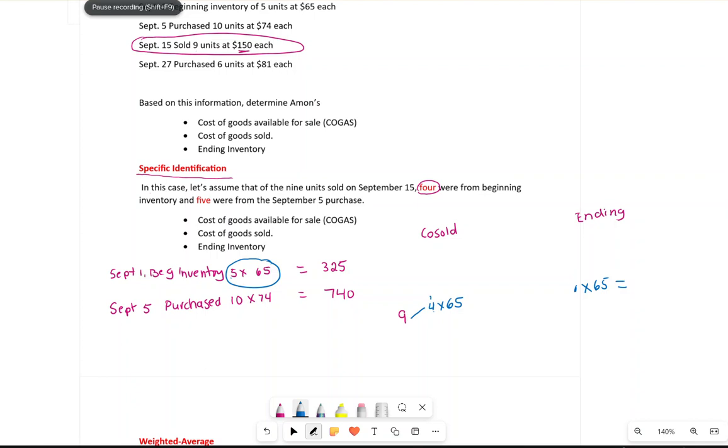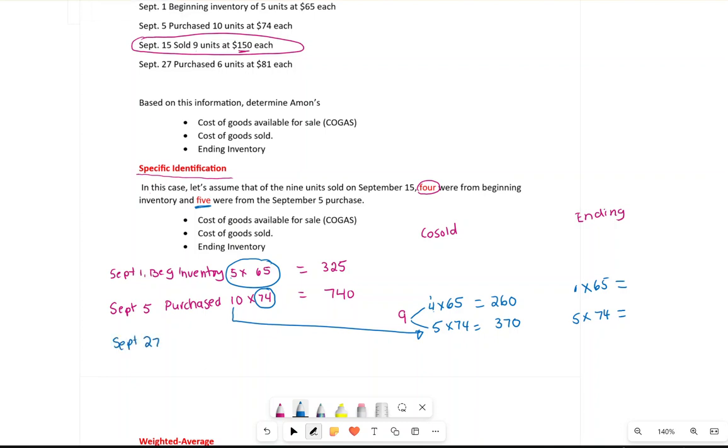Then going further, they told me 5 units were sold out of my September 5th purchase. So I will sell it at 74, and if I had 10 units and sold 5, I have 5 left at 74. So my cost of goods sold is 260 here, 370. And then what we did is we purchased more. On September 27th, we purchased 6 units at 81.